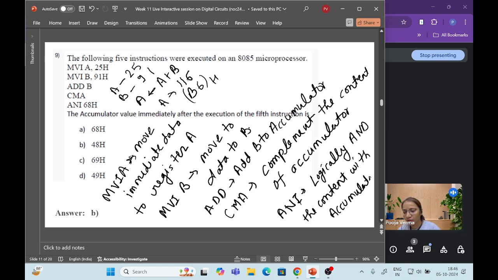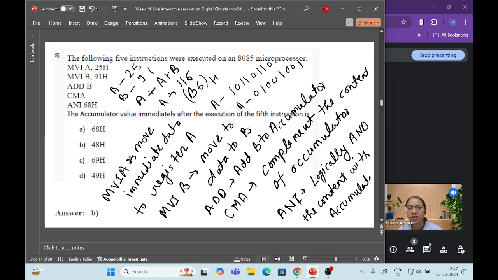Now what will be the next operation? CMA, that means complement the content of the accumulator. The current content of the accumulator is 1011 0110. If we complement it and store it in the accumulator, the value of the accumulator will be 0 1 0 0 1 0 0 1, right, after CMA.